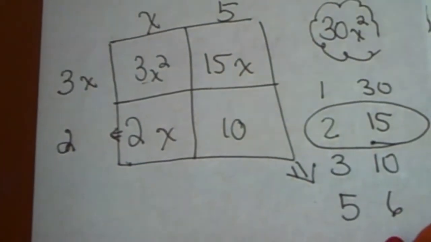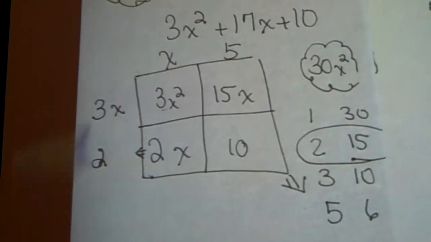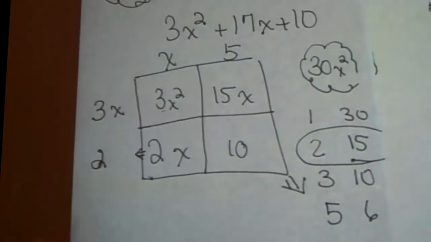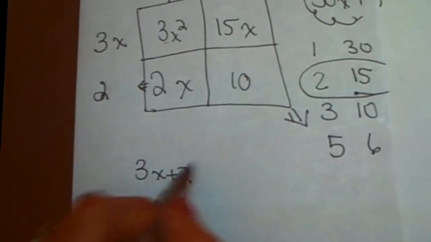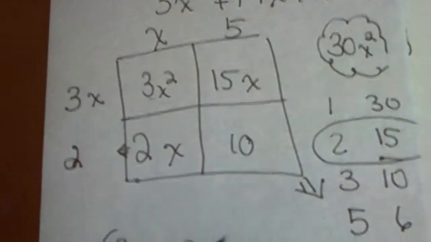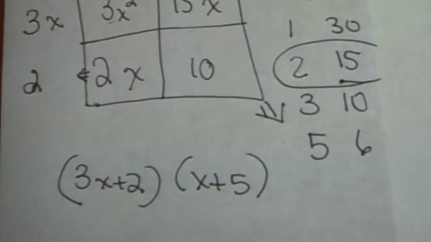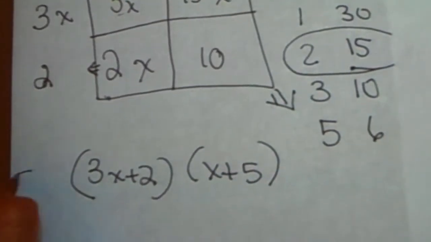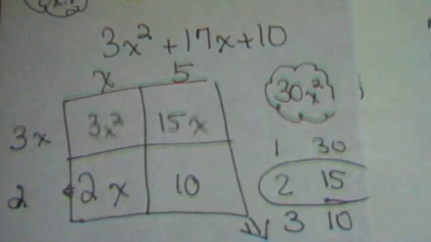Now, our factors. This is a factor, and this is a factor. So we're going to write them down. 3x plus 2 is a factor, and my second factor is x plus 5. So we just found my factors, but the directions of this problem said to factor and solve. So here's how you solve.